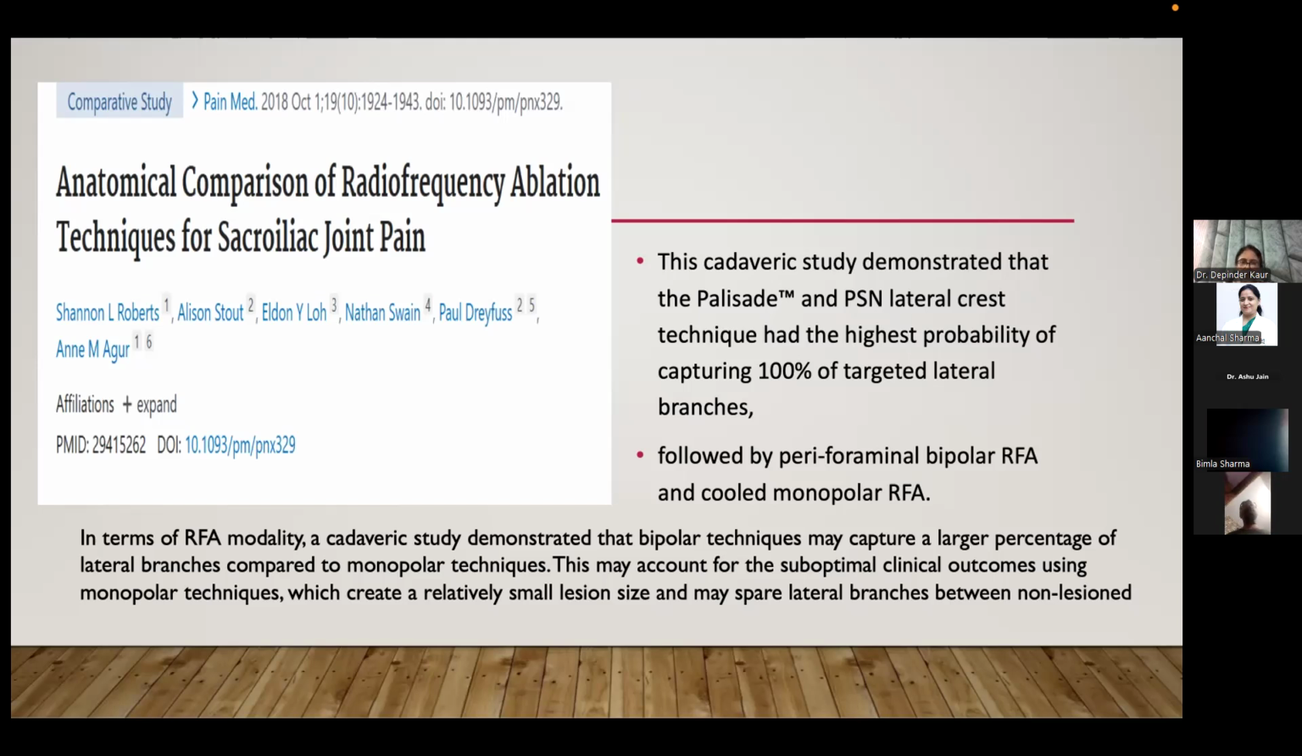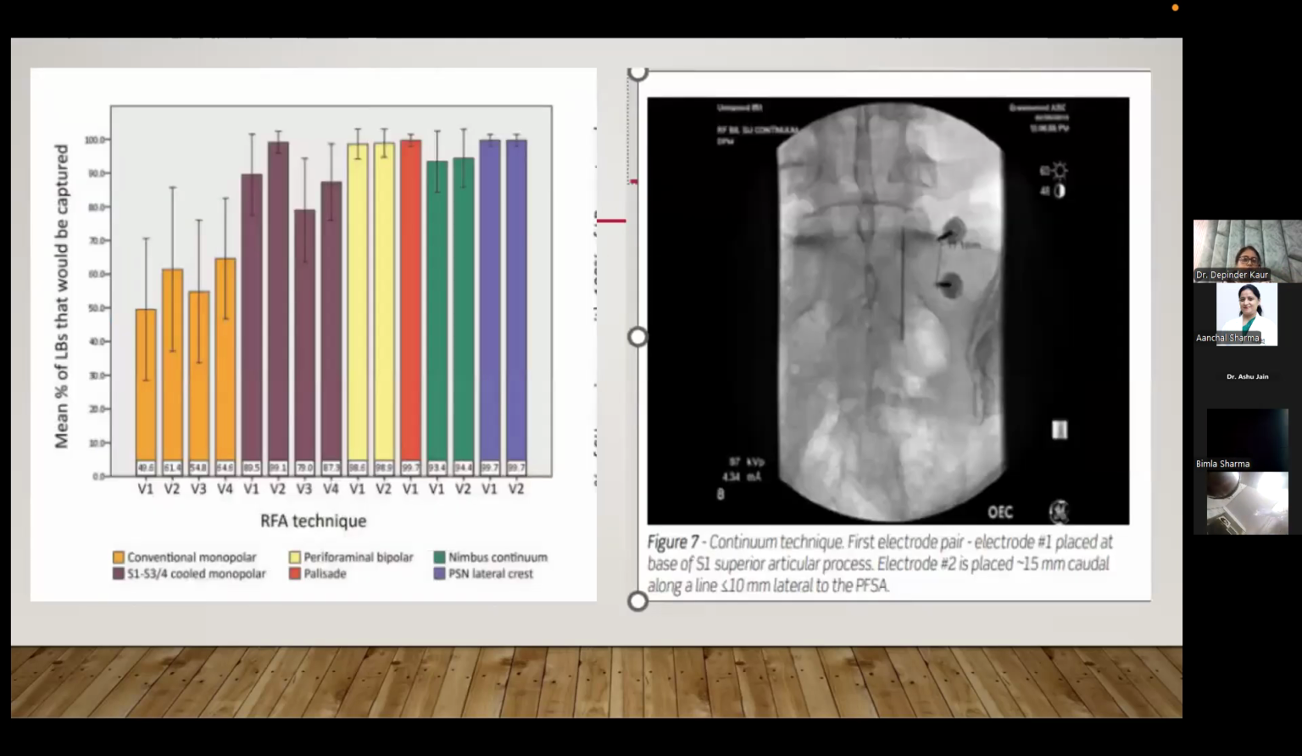They have clearly stated that the bipolar technique can capture a larger number of lateral branches as compared to the monopolar technique. And this is the reason we have suboptimal results with the monopolar technique. Because of this suboptimal result of the small lesion, the cooled RF, which is a monopolar technique, is coming in a bigger way, but we need more and more literature for this. So these are the results of this cadaveric study. The techniques are mentioned on the left side: the conventional monopolar, periforaminal bipolar, the Nimbus continuum technique, S1 to S3 cooled monopolar, palisade technique, and the lateral thrust network technique.